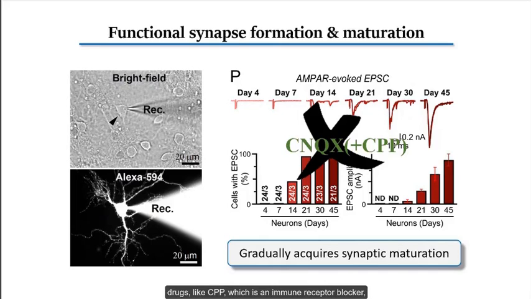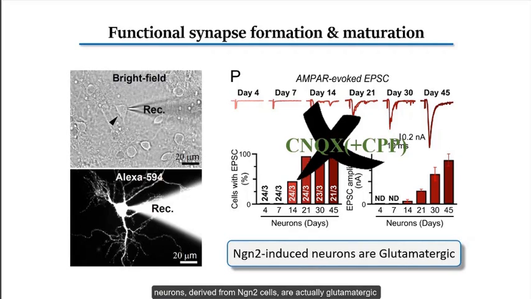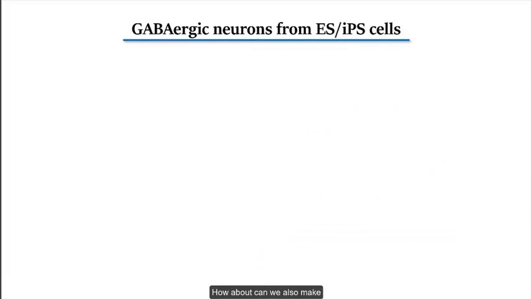Interestingly, when you add drugs like CPP, which is an NMDA receptor blocker, and CNQX, which is an AMPA receptor blocker, these responses get completely blocked. So there will be no responses. All the responses in day 45 will look like this. There are no EPSCs anymore, suggesting these NGN2-derived neurons are glutamatergic neurons. So they do not have any other type of neurotransmitter. They're completely shut down if you add CNQX.